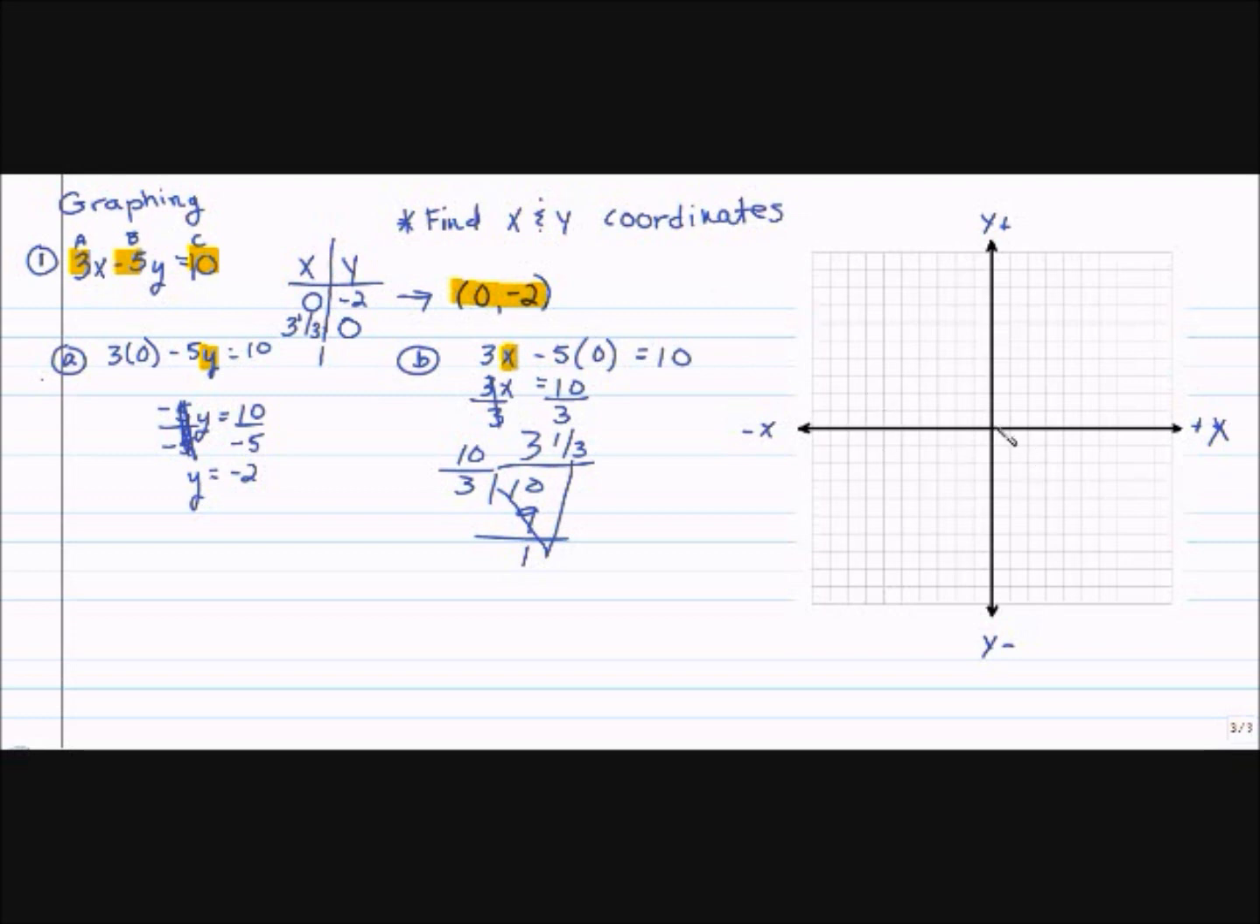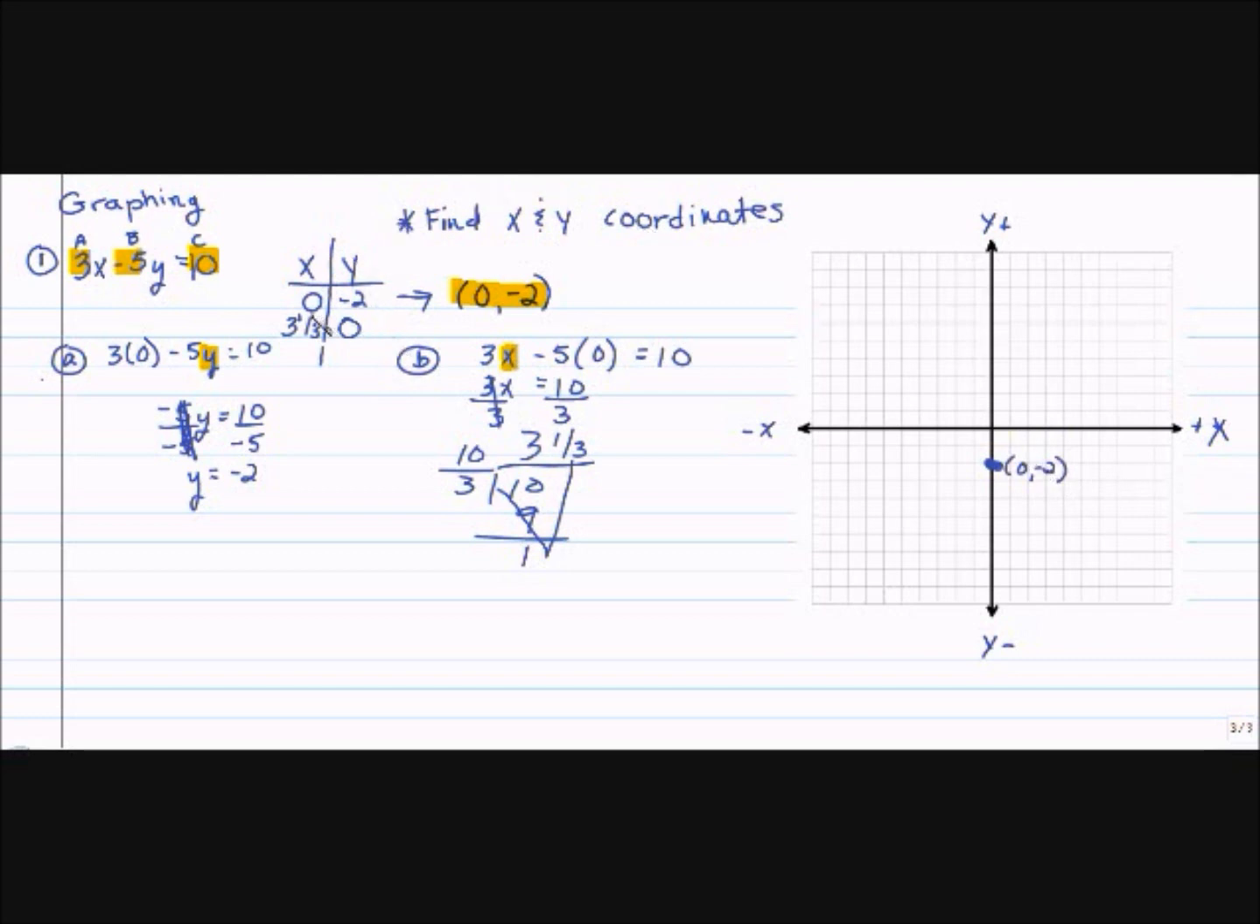So I'm going to start at 0. Not going to go anywhere on the x because it's at 0. And then it tells me my y coordinate is negative 2, so I'm going to go down 2. That would be 0, negative 2.